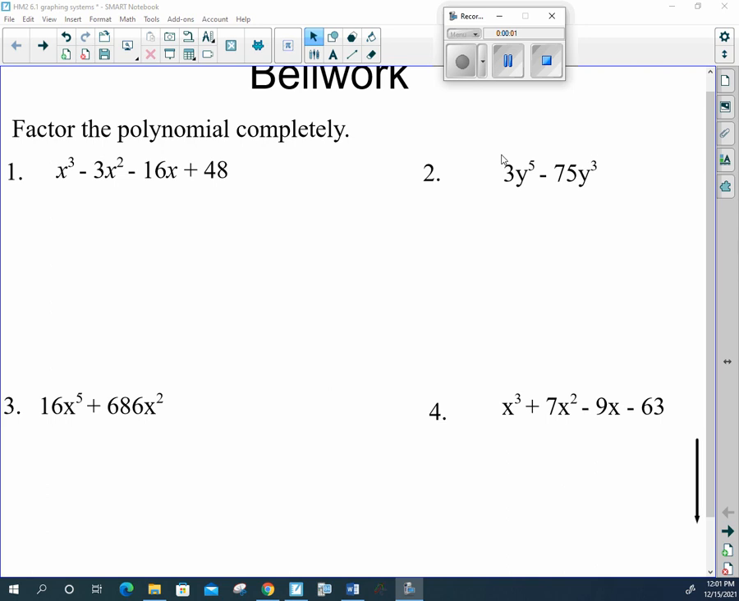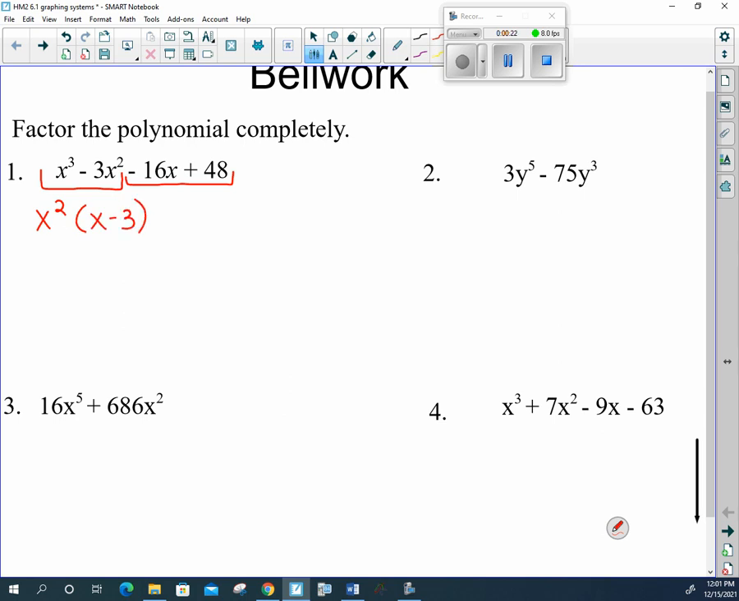Okay, we're gonna start off with a quick review of our factoring. So on question number 1 here, we can see that we've got 4 terms, so that's going to be factoring by grouping. So I'm going to group the first 2 and the last 2 terms. The greatest common factor out of the first 2 terms is an x squared, so I'm going to factor out an x squared, and that's going to leave me with x subtract 3.